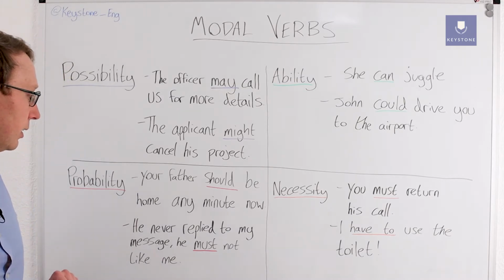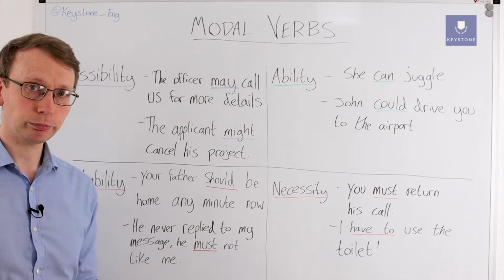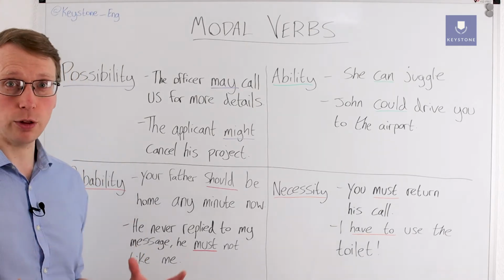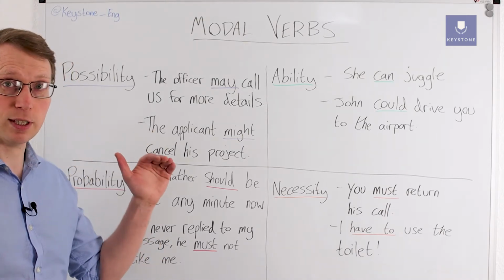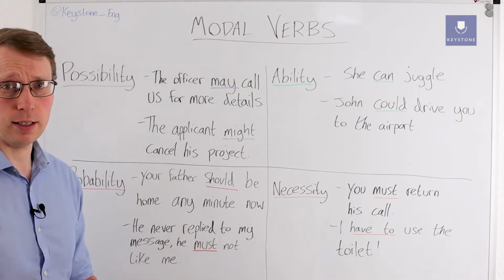Another example, he never replied to my message. He must not like me. Now, you don't know that for certain, but based on the evidence, you are saying that there is a high percentage chance he must not like me. It is probable.